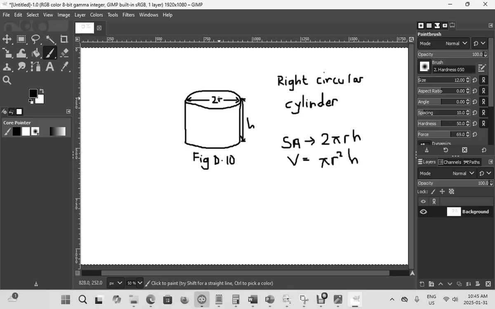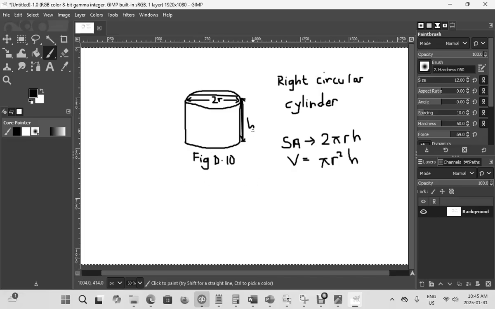R has to do with the radius, so this would be this point till this point over here, or this point till this point over here. And H has to do with the height of the cylinder itself, so this would be this point till this point over here. And pi is basically 3.14.